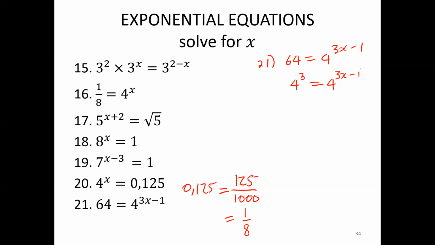If I have a base of 4 on the left-hand side and a base of 4 on the right-hand side, I just drop those bases and equate the exponents, which will be 3 equals 3x minus 1. Transpose 1 to the left-hand side. When it jumps the equal sign, it will be positive. 3 plus 1 is 4, equals 3x. To solve for x, divide both sides by 3. What is the value of x? x will be equal to 4 over 3.